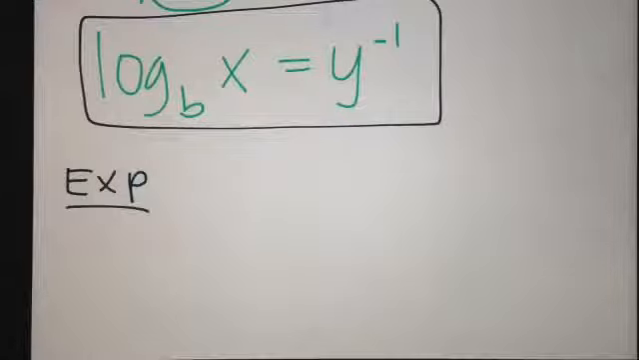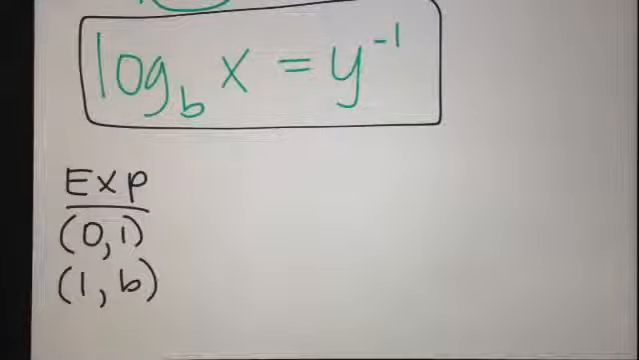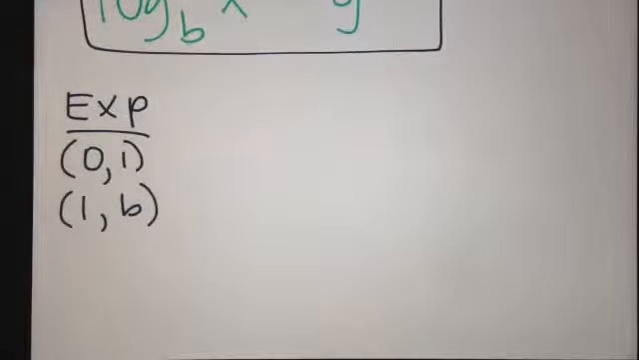But for an exponential graph, the important pieces of information were that you had the point 0, 1, because if you plugged in 0 to the exponent, you'd always get 1. Anything to the 0 is 1. You always had 1, b, because if you plugged 1 in for the exponent, you'd always get whatever the base was. And we always had a horizontal asymptote at y equals 0.